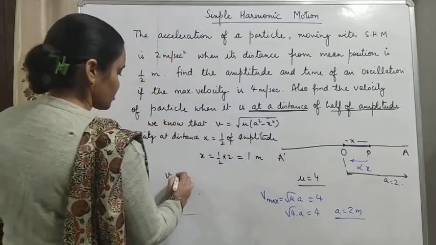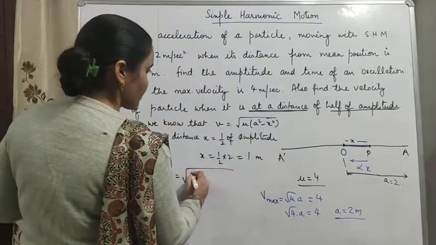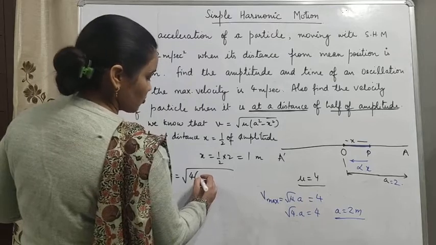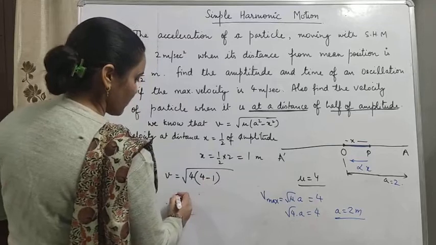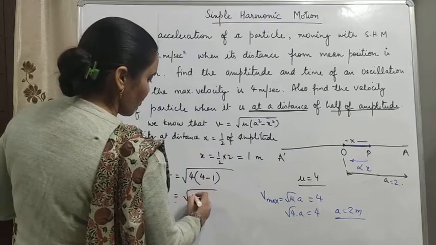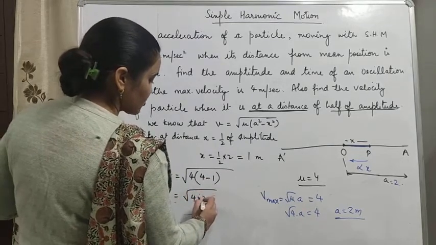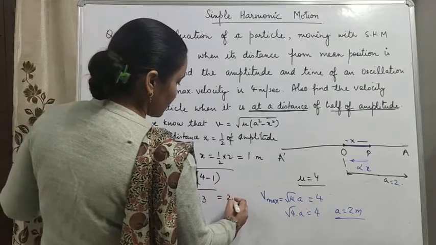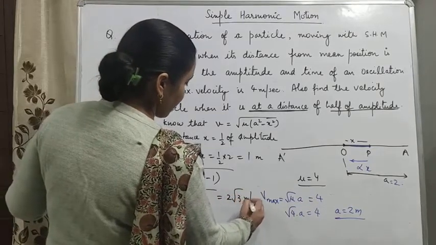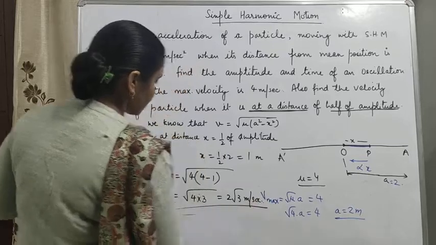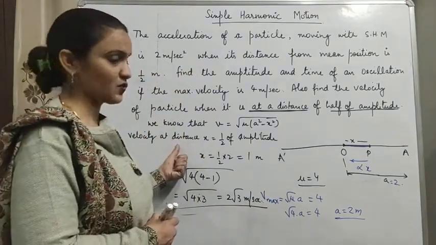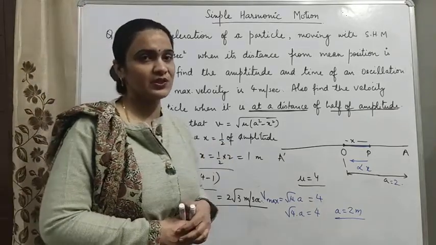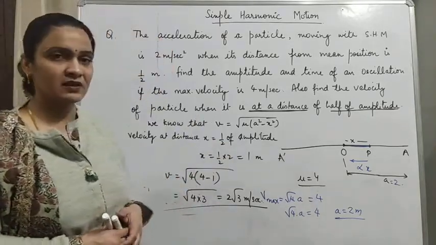Find velocity. So velocity is under the root 4 times a square, which is 2 squared, that is 4, minus 1. So what will you get? This is 4 into 3, that is 12. So it is 2 under root 3 meter per second. So this is the velocity when the particle is at a distance x which is equal to half of the amplitude. So this finishes the example.